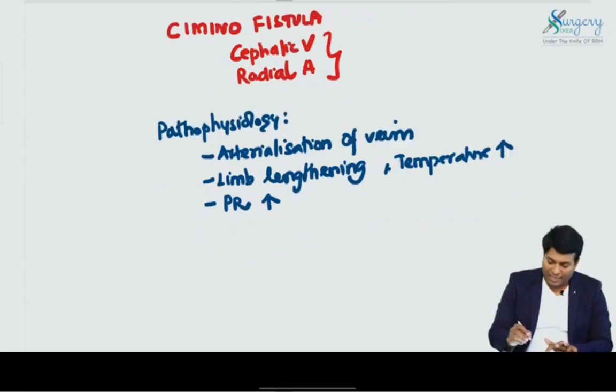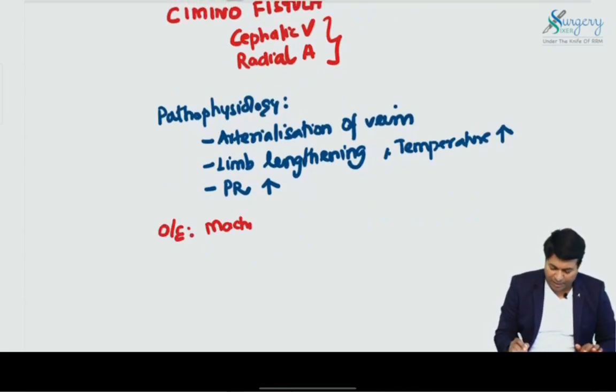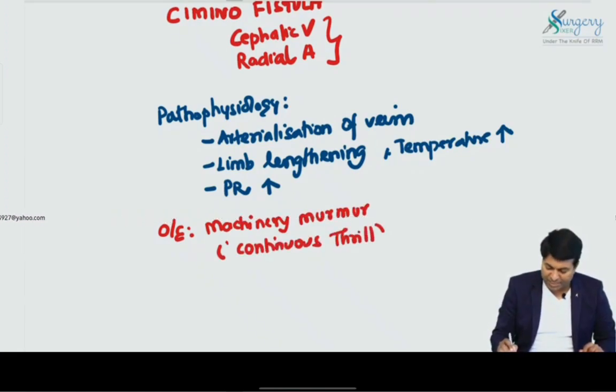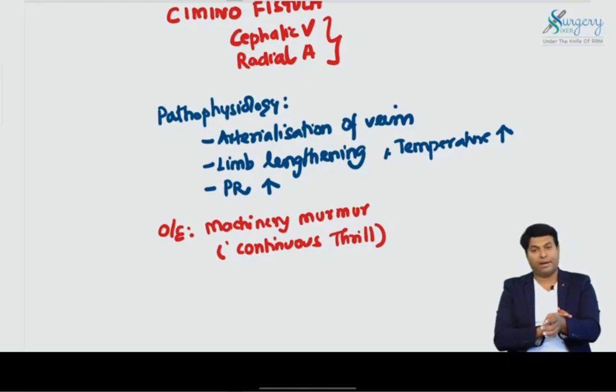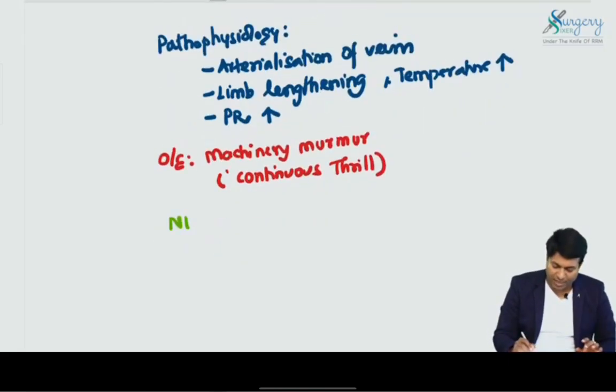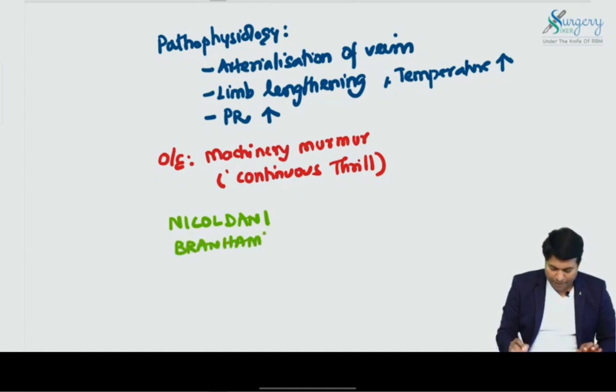On clinical examination of these patients, you hear a machinery murmur in the anastomotic area, or otherwise we call it a continuous thrill. When you palpate, you get a continuous thrill. On auscultation, you get a machinery murmur. So when you touch it, you have a continuous thrill going on here. At this point of time, you should not forget the commonly used sign known as Nicoladoni-Branham sign. Nicoladoni or Branham sign, both are the same.